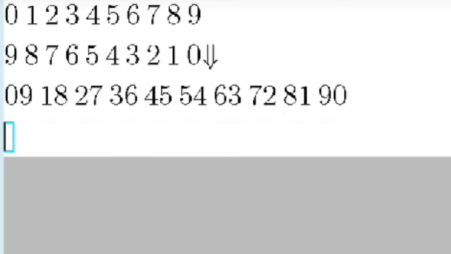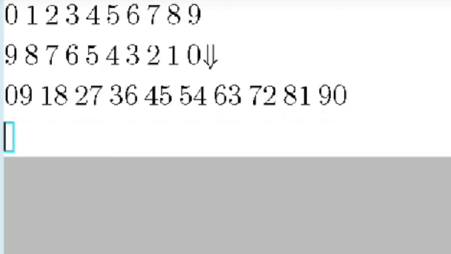And 6 is under 3, so we have 36, and 5 is under 4, so we have 45, and 4 is under 5, so we have 54, and 3 is under 6, so we have 63, and 2 is under 7, so we have 72, and 1 is under 8, so we have 81, then 0 is under 9, so we have 90. Now, does it look like the 9 times multiplication table?